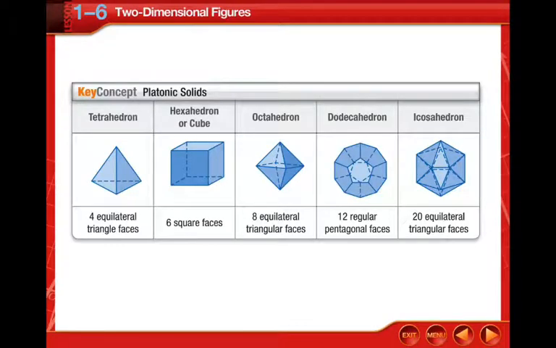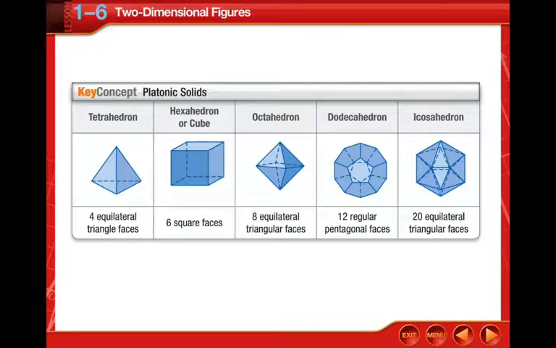Alright, so now we're going to take a look at the Platonic solids. These are solids that are formed by planes. Platonic solids have flat faces, basically. The tetrahedron is made up of 4 equilateral triangles. A hexahedron is a cube, 6 equal square faces. An octahedron has 8 equilateral triangular faces.